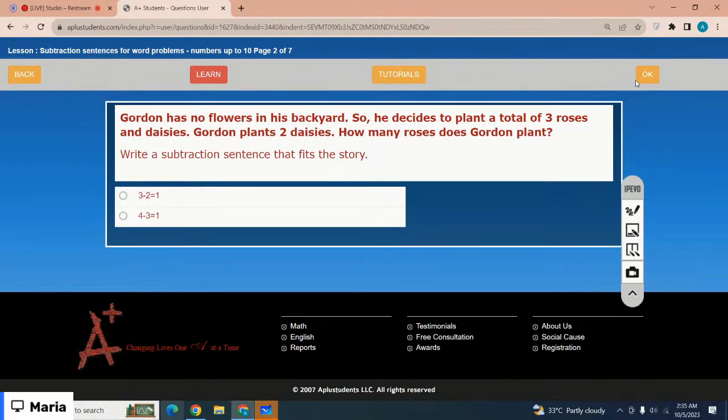So the total plants of 3 roses and daisies, right? The total means the total plants are 3, right? 2 of them are daisies. That means you need to calculate the ones that are roses. So the total is 3, 2 of them are daisies. So you need to do 3 take away 2, and 3 take away 2 equals 1. That is the subtraction sentence that best fits the story, right? 3 take away 2 is 1. Option number 1 is the correct option. Got it?